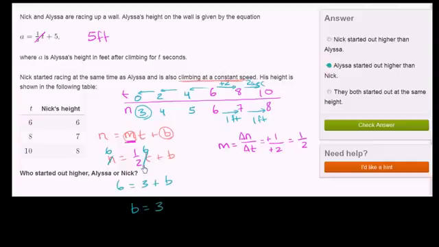So there you have it. You get Nick's height as a function of time. Nick's height as a function of time is going to be equal to 1/2 t plus 3. So now we have an equation just like Alyssa's. And we can say, well, when time is equal to 0, he's at a height of 3, which is lower than Alyssa's initial height.